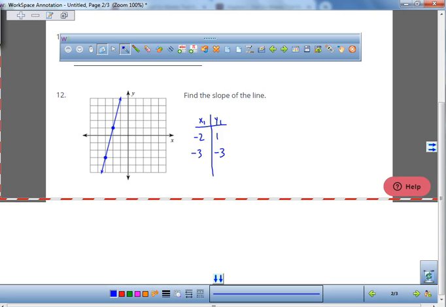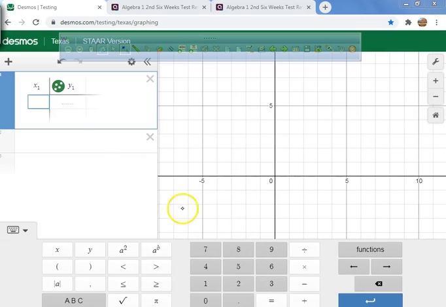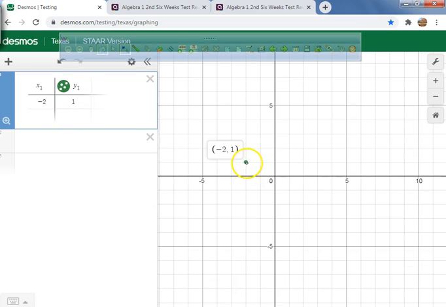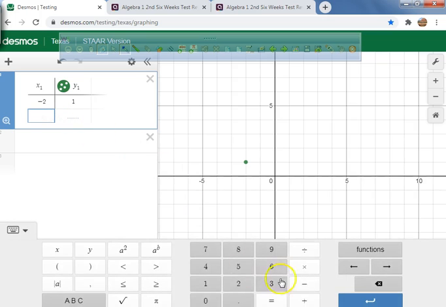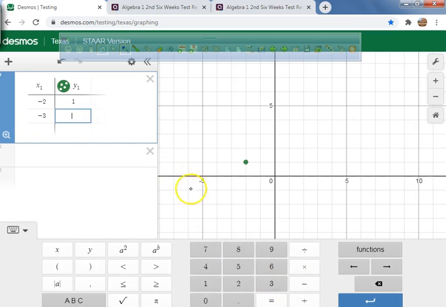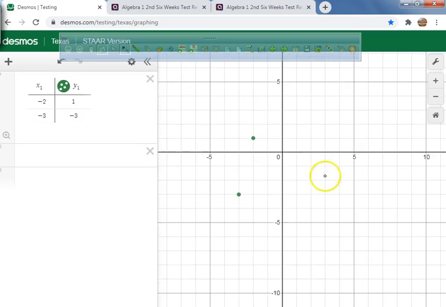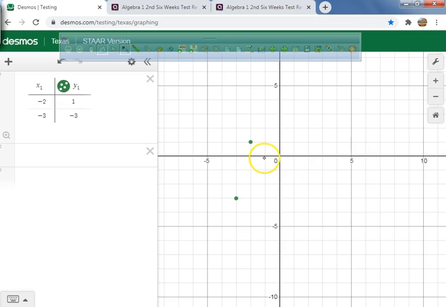All right, we look back at our points, which were, what, -2 and a 1. So you just type in -2 and a 1, okay? But you see it plot. See how it plots it right there for you. And then we're going to do -3 and a -3. Can you guys see how Desmos plots everything for you?